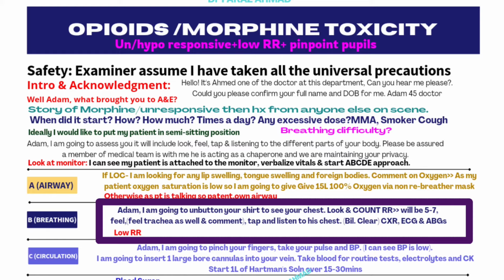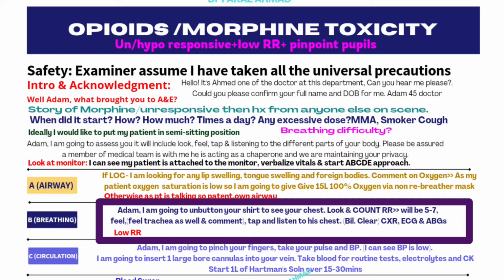counting the respiratory rate. Count the respiratory rate for 20 seconds or 30 seconds and multiply it by 3 or 2 accordingly. You will see your respiratory rate would be low. Then you will feel the trachea and comment on the position of the trachea, then you will feel, tap and listen to the chest as well. And you will say, examiner, I can see my patient's respiratory rate is quite low. So I am going to request chest x-ray, ECG and ABG for my patient.